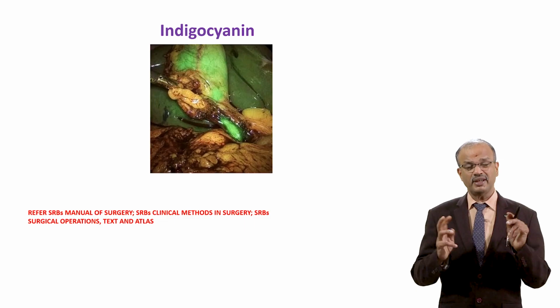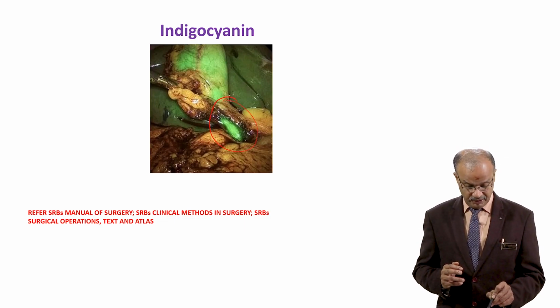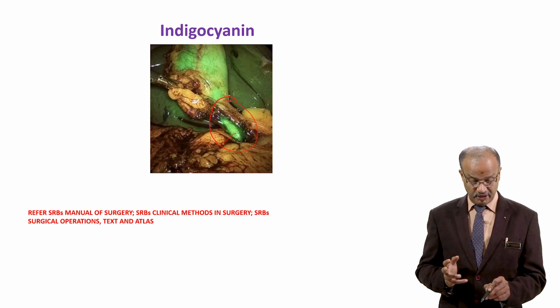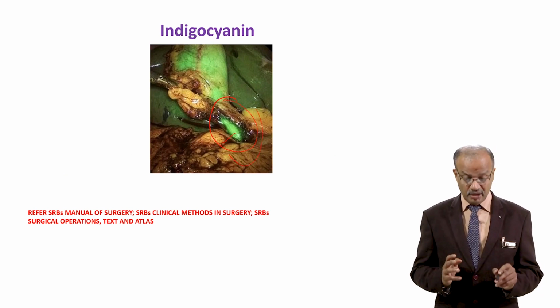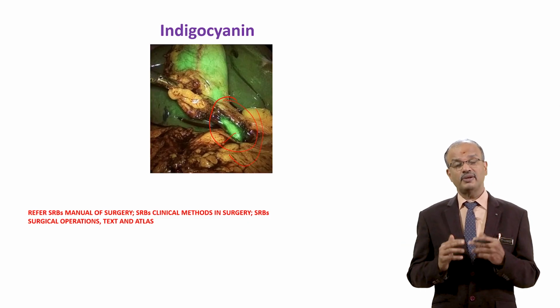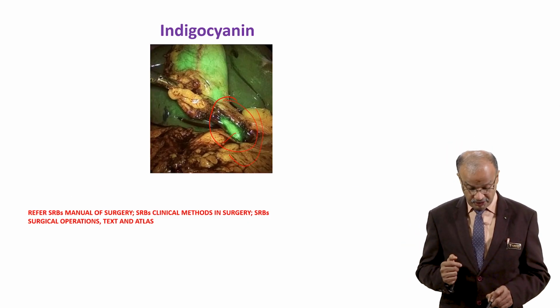So indocyanine green, you can inject this one and see, especially in the gallbladder, you can see that green color. The cystic duct, cystic artery, CBD, all those things can be visualized so that you avoid injury to the common bile duct. Same thing, vascular pattern also can be identified. Indocyanine green injection makes a lot of difference in laparoscopic surgery.